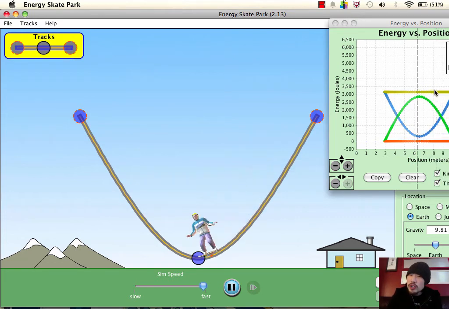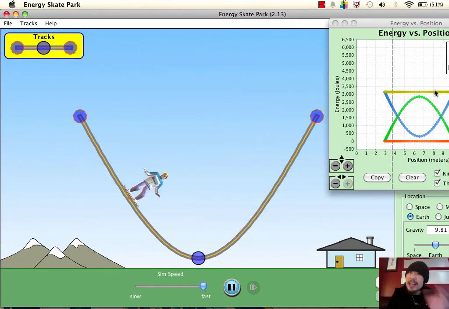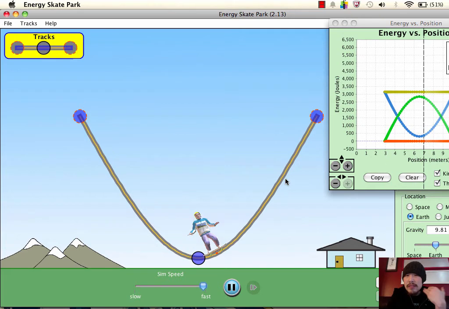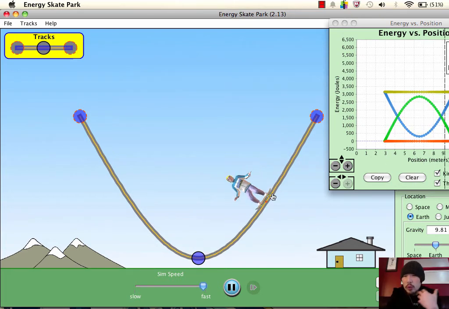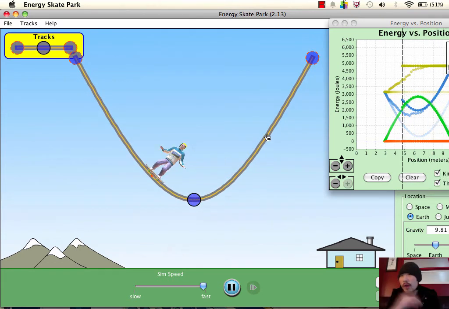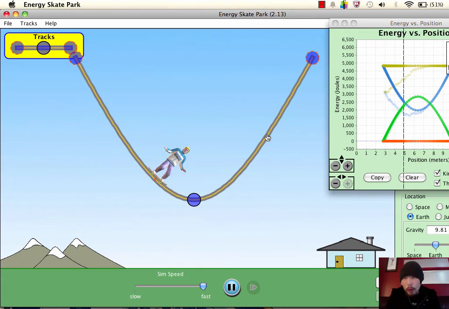Notice that the total energy, aka the mechanical energy, stays the same. Okay? And the only way that that line can change is if I do work. Once again, I'm going to do work on the system. I'm going to do positive work. I'm going to increase the amount of energy. And notice how everything shifts accordingly.